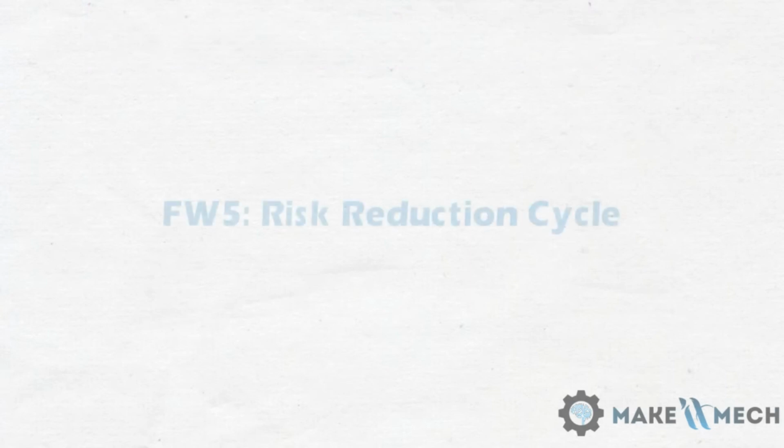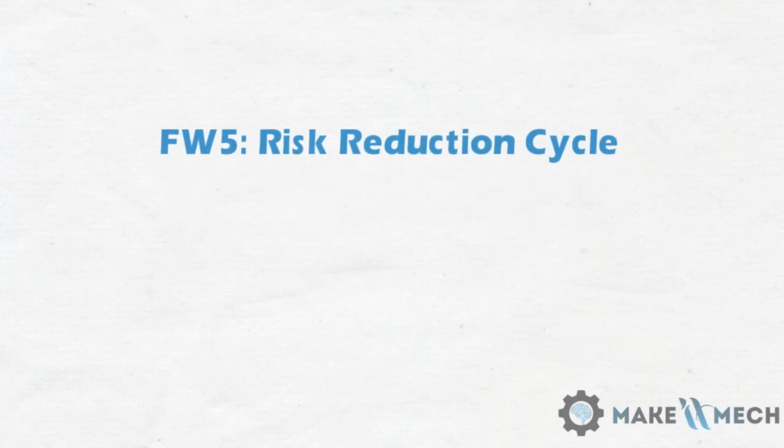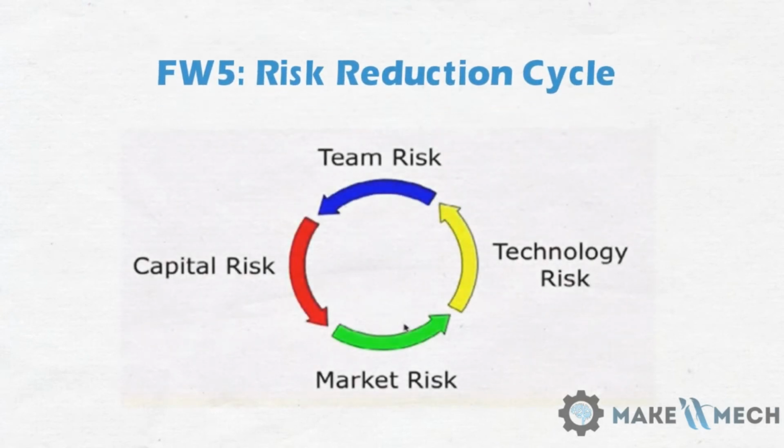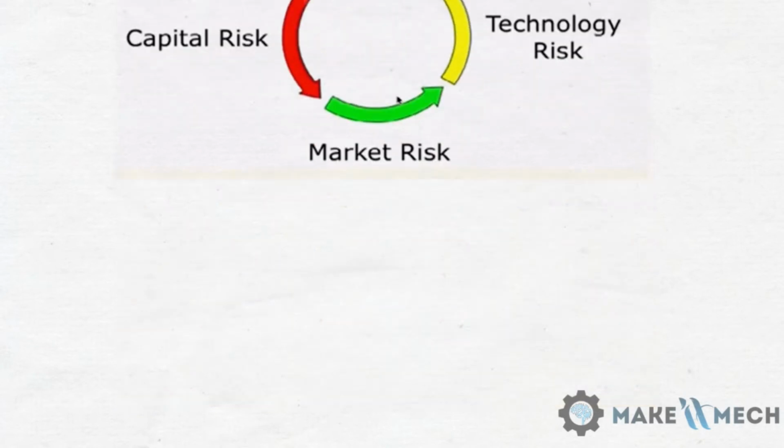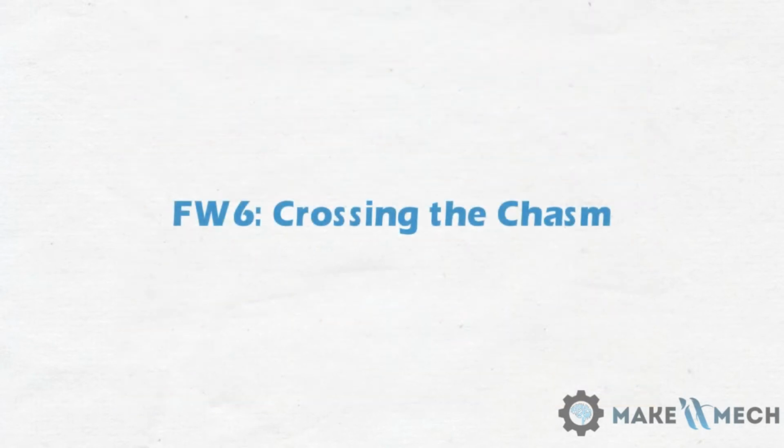The fifth framework is the risk reduction cycle. Mostly the innovative startups fall in this framework. It is a risk cycle, starting with capital risk, market risk, technology risk, and team risk. For example, if you have an idea that is innovative and new to market, you might have technology risk or market risk.